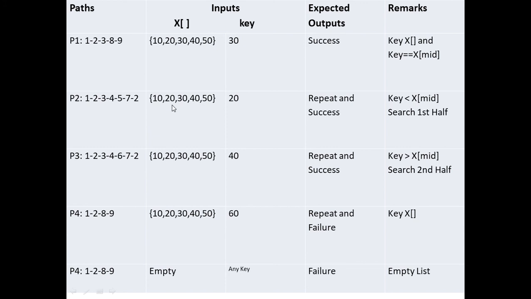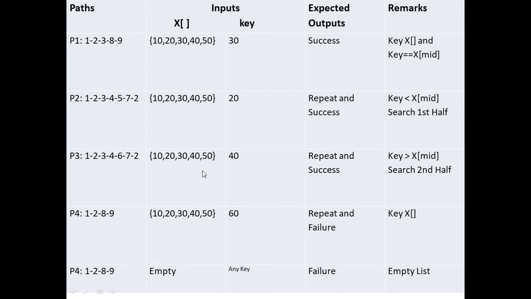Next come to 20. In the first trace you will not get it, because 20 is not the middle element. It will always first check with the middle element, and if the middle element is not equal, then it will go to the other elements. Here the key value 20 is less than the middle element, so we need to repeat, and finally we will get success. Why have they given success? Because this element is there in the array.